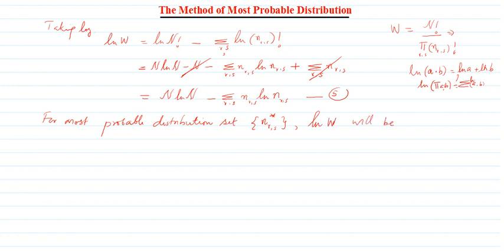So log of W will be a maximum. But the condition is that we have to maximize log of W given by equation number 5, and while you maximize this log of W, the three constraint equations given by 1, 2 and 3 should be satisfied.